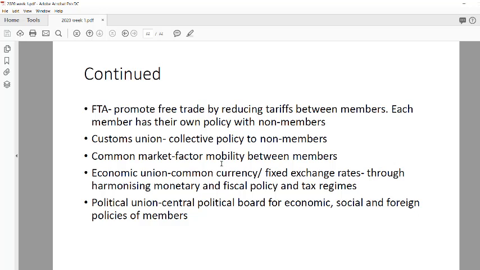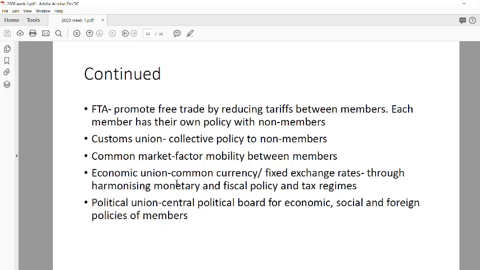It just means now there is factor mobility between members. That means a laborer in one member country can work in another member country with no issues. No visas and all these funny things. It's almost like combining all the countries together, all members together, and you can move freely and work freely between them.